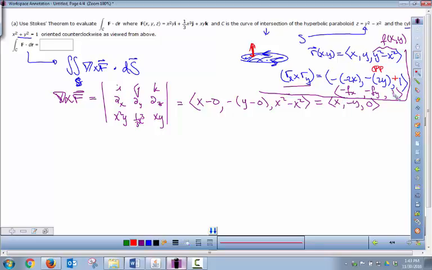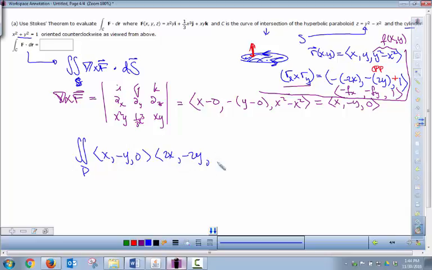Okay, so we got the curl and we got the cross product, so I think we're almost ready. We need to figure out what the domain is. So remember that this is going to be reduced from a flux integral to a double integral, but we still need to figure out what the domain is. So what's the domain?